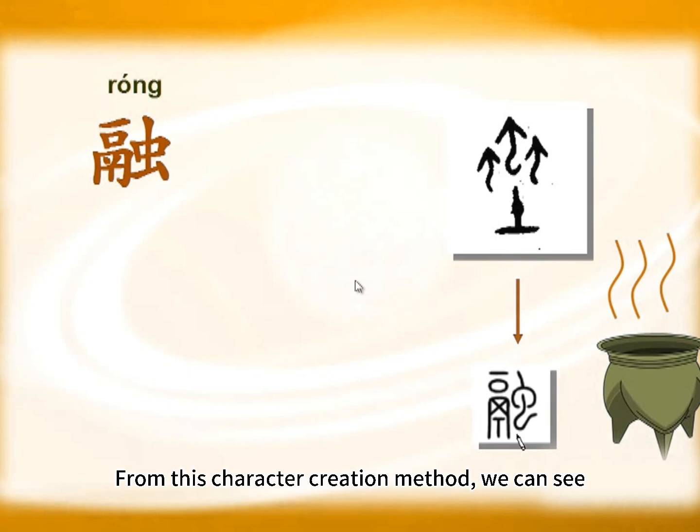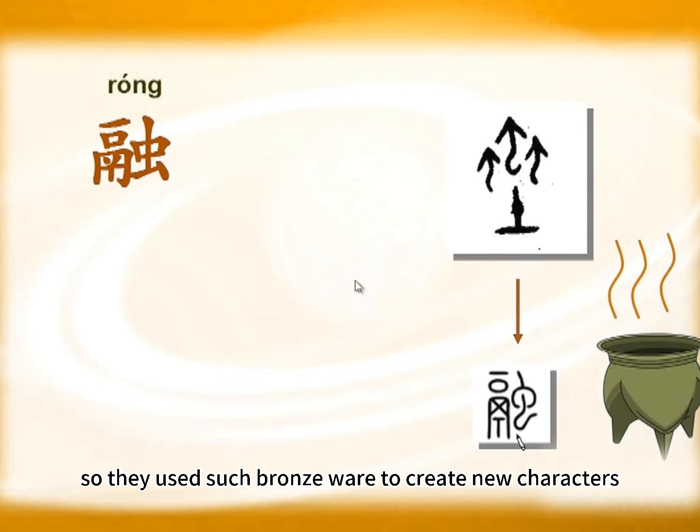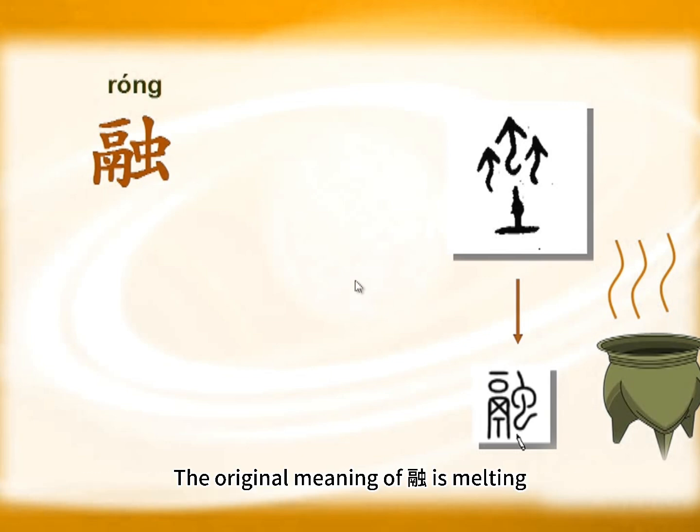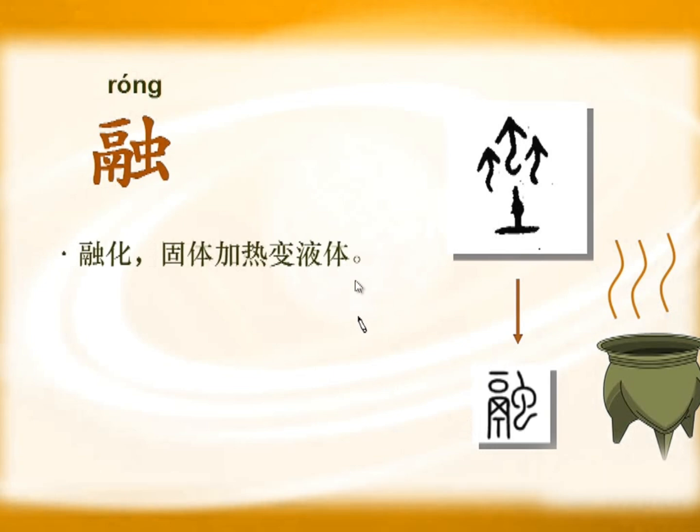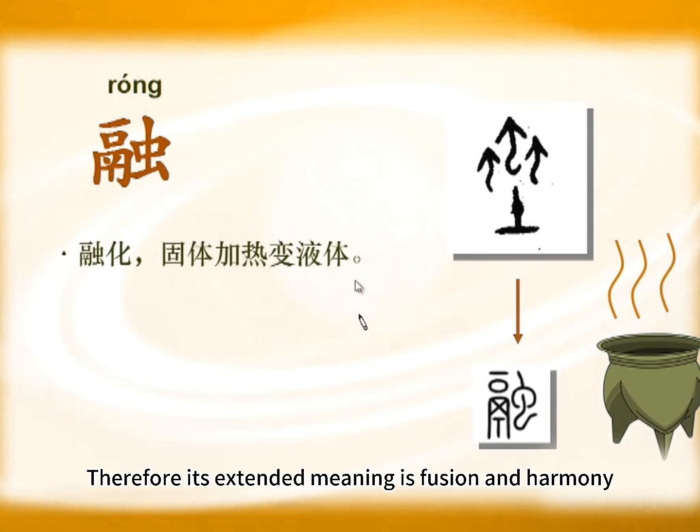From this character creation method, we can see casting technology became more advanced, and the tools people used became more complex. So they used such bronzeware to create new characters. The original meaning of róng is melting. Melting means a solid turns into liquid when heated. Therefore, its extended meaning is fusion and harmony.